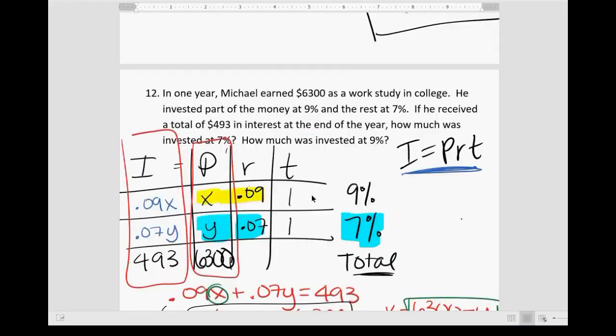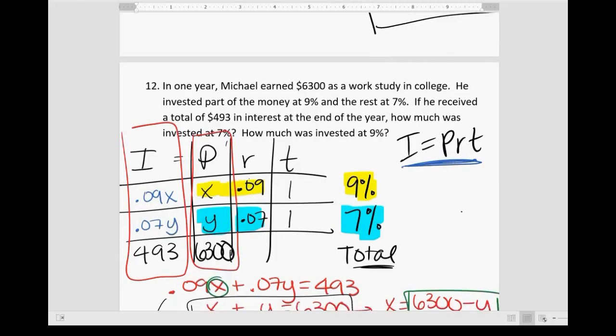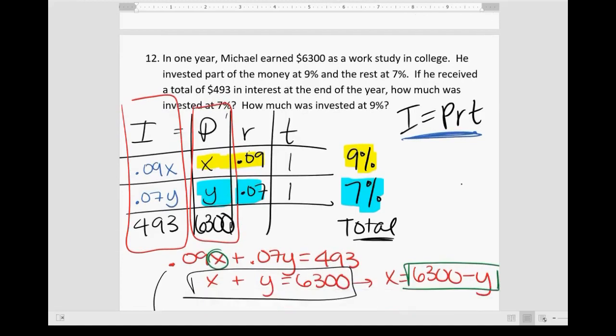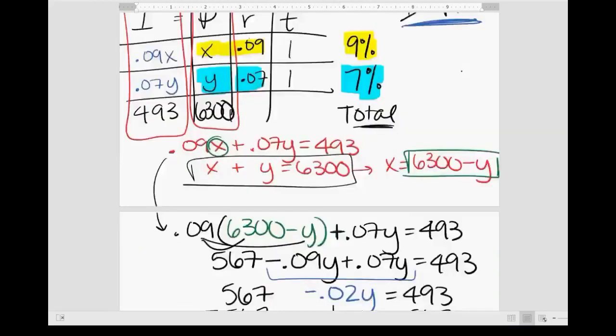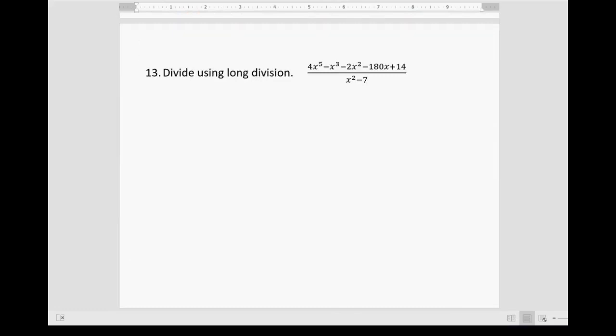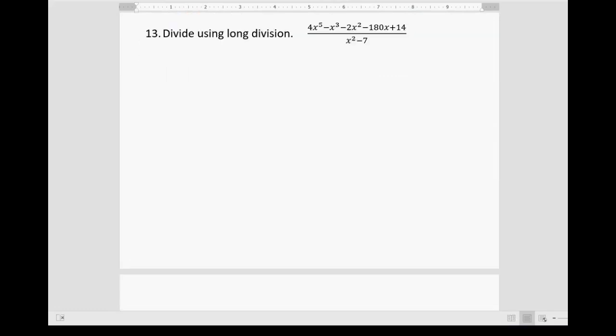And then the total of those two equals what he earned at work study, $6,300. Okay? So now, you don't have to do a table to do this problem. That's why I was saying the more that you practice these, you can kind of see how you would set up the system in the first place, and you can bypass the table. But I find if you have trouble even coming up with your system here, the table may help you get there. All right? So, divide using long division.